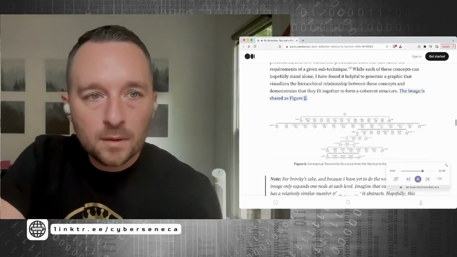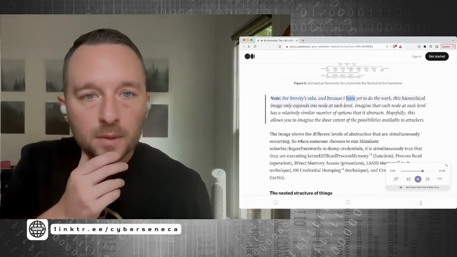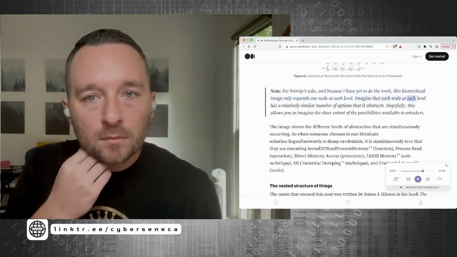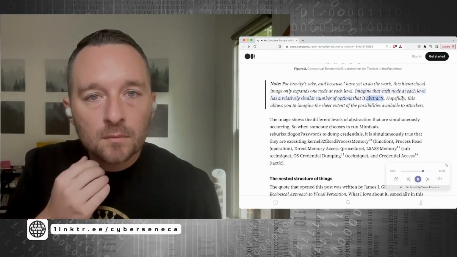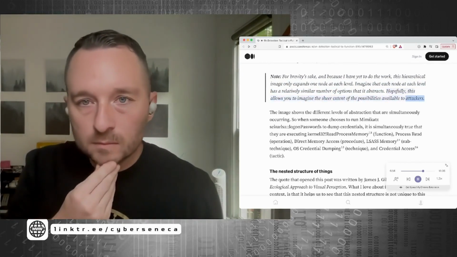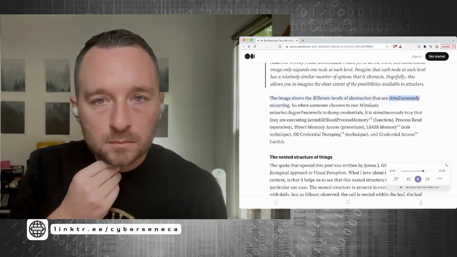The image is shared as figure 2. Note, for brevity's sake, and because I have yet to do the work, this hierarchical image only expands one node at each level. Imagine that each node at each level has a relatively similar number of options that it abstracts. Hopefully, this allows you to imagine the sheer extent of the possibilities available to attackers. The image shows the different levels of abstraction that are simultaneously occurring.